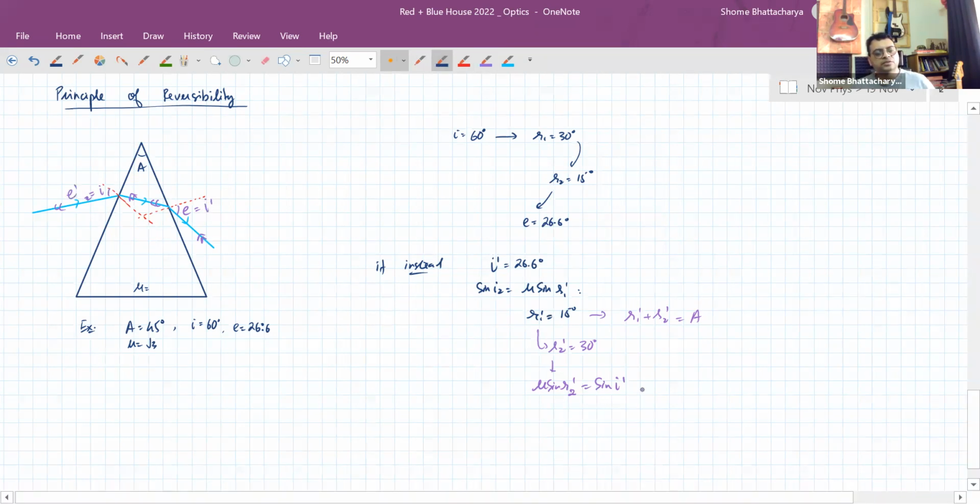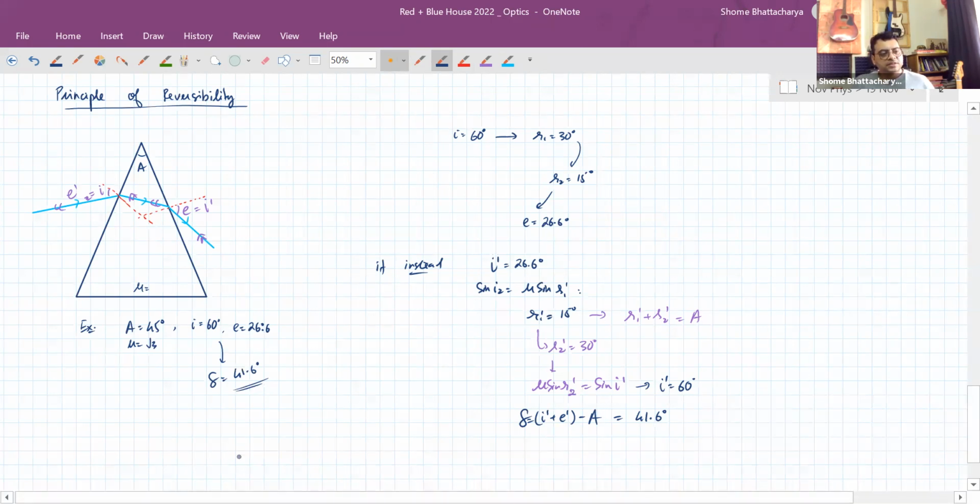So when we take it in reverse, the deviation we'll see will be the same. So this is true for any set of values. Okay. Hence, just make a note of this.